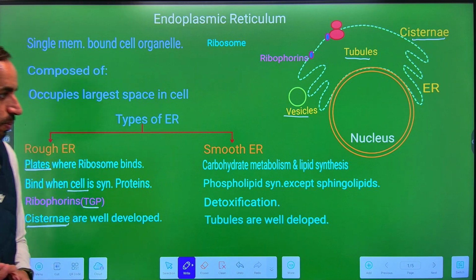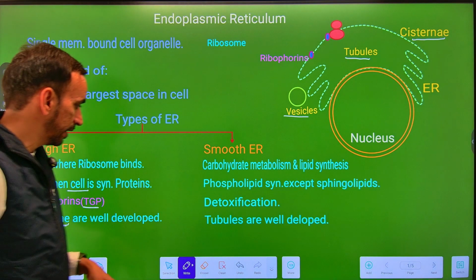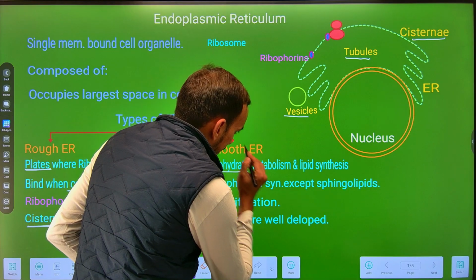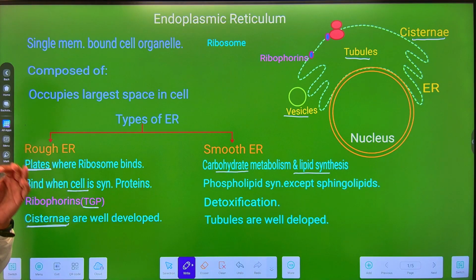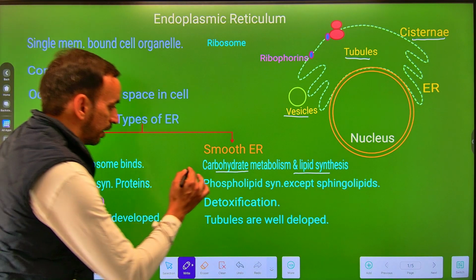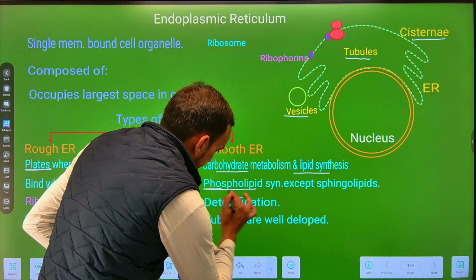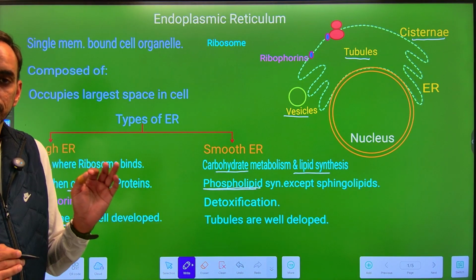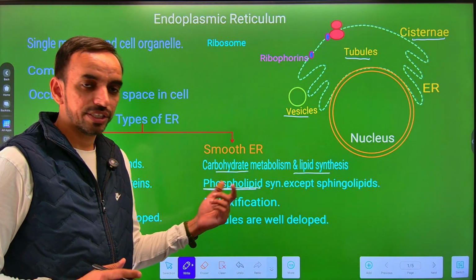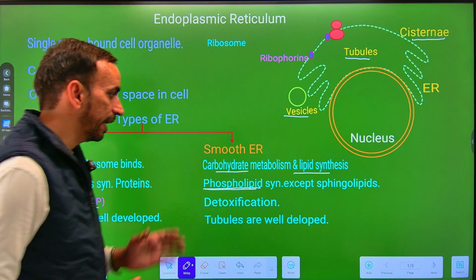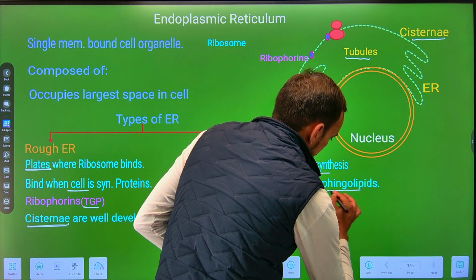Now if we talk about the smooth endoplasmic reticulum, in contrast to the rough endoplasmic reticulum, the major function of the smooth endoplasmic reticulum is carbohydrate metabolism and lipid biosynthesis. Now there is a synthesis of all glycerol phospholipids within the smooth endoplasmic reticulum, or we can say there is synthesis of all phospholipids except the sphingolipids.